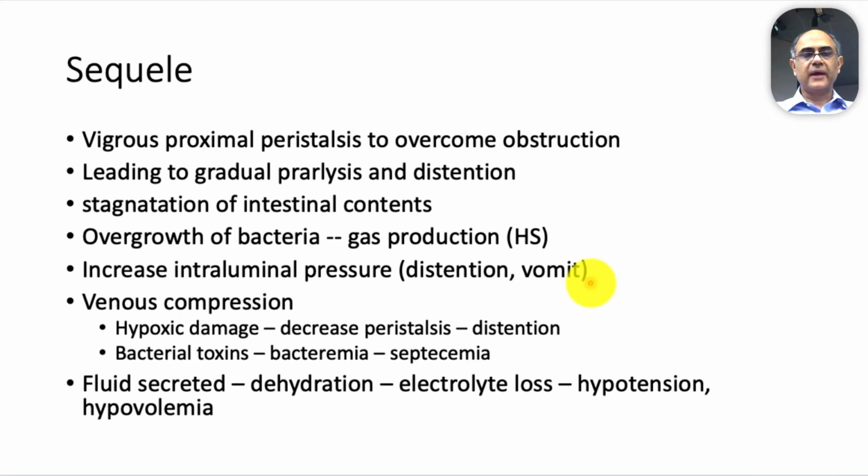So this is again initial vigorous peristalsis to overcome the obstruction, stage 1. Stage 2, gradual paralysis and distension. Then stagnation of the contents with gas production, especially hydrogen sulfide, and increased pressures resulting in hypoxic damage and septicemia, and fluid and electrolyte imbalance causing hypotension, hypokalemia, hyponatremia and hypovolemia. These three things will happen. So we have to replace all these three: sodium, potassium and water.